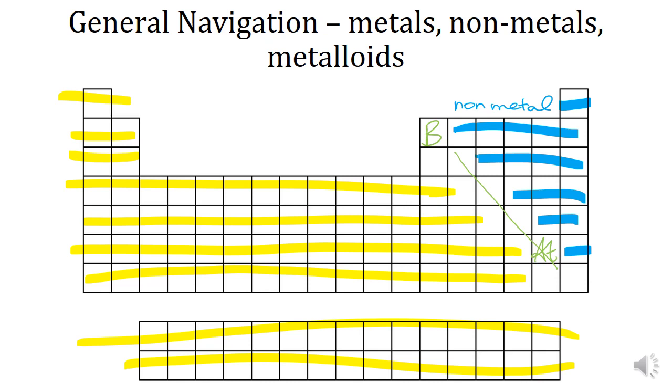Hydrogen's a bit weird. In some ways, it reacts like a non-metal in that it can accept electrons. In other ways, it acts more like a metal in that it can give electrons. So generally speaking, if you're asked about whether something is a metal or a non-metal, they will be more obvious. But the overwhelming majority of elements on the periodic table are metals.